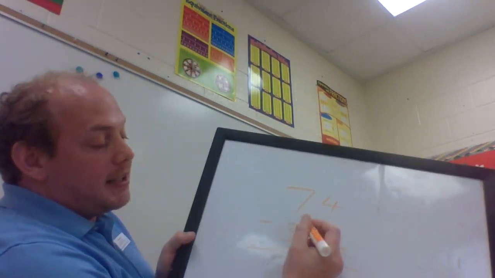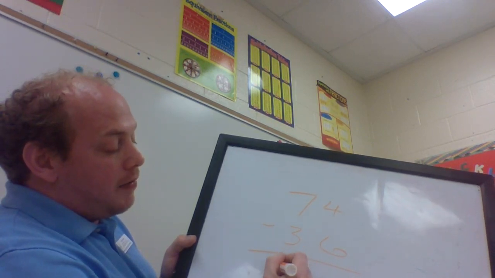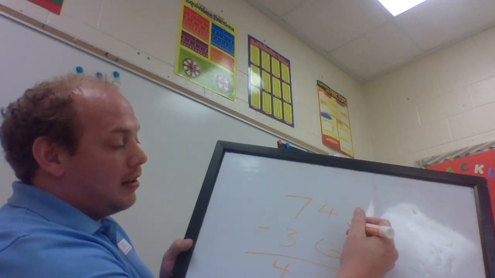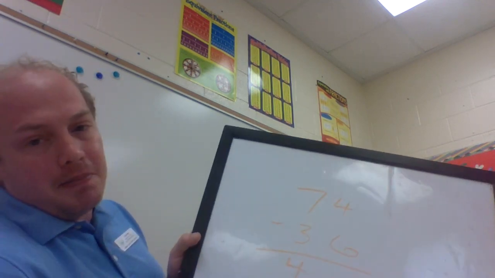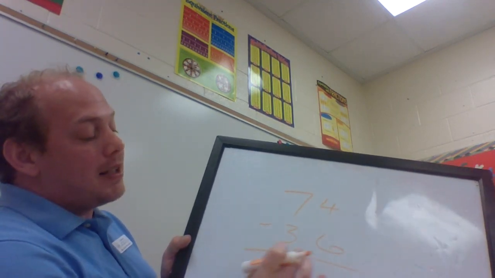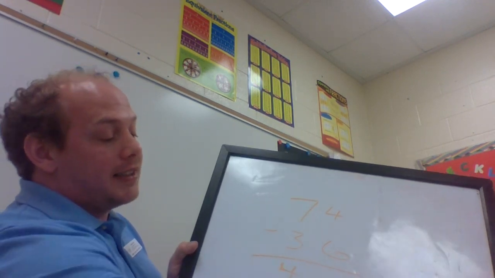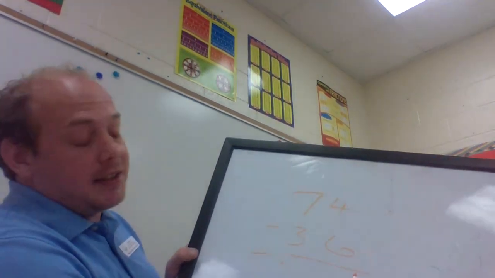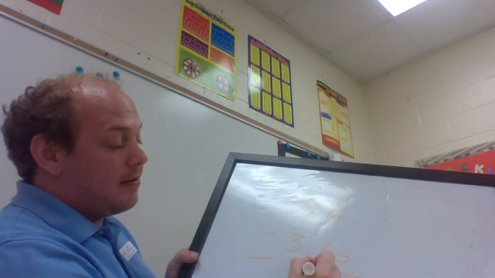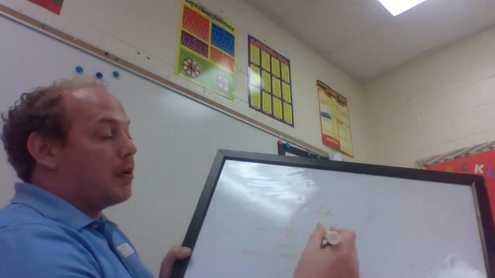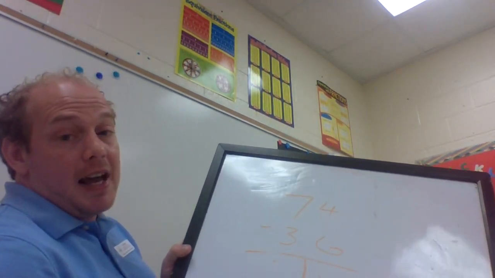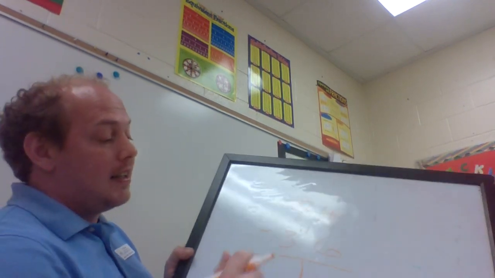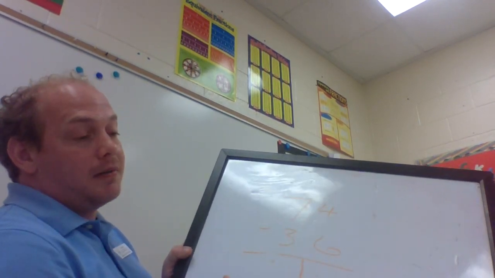So if we start on this side, 7 minus 3 is 4. And we can't do 4 minus 6. So that messes us all up. So that's why I always say start on this side. So we ask ourselves, starting on this side, is the bottom number bigger than the top? And the answer is yes. 6 is bigger than 4.